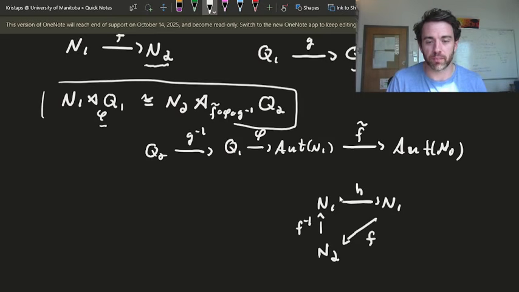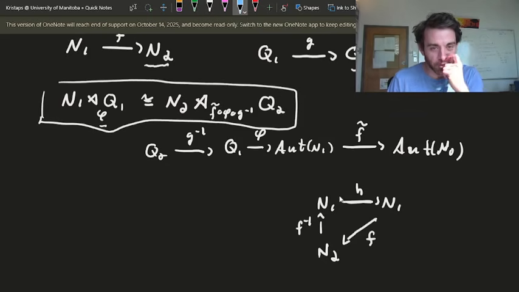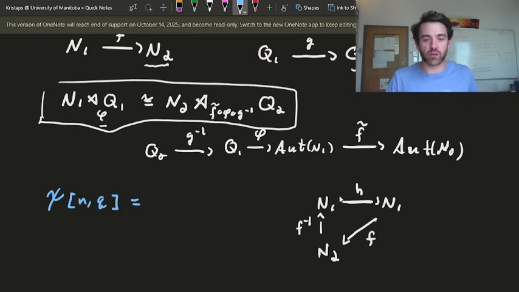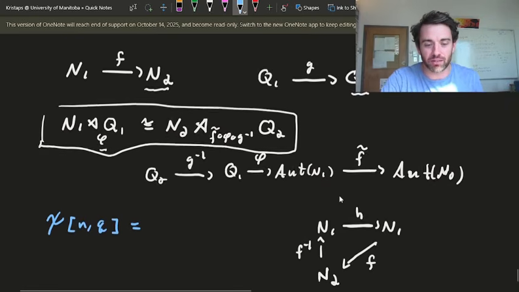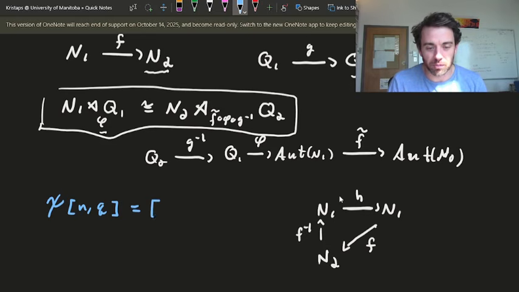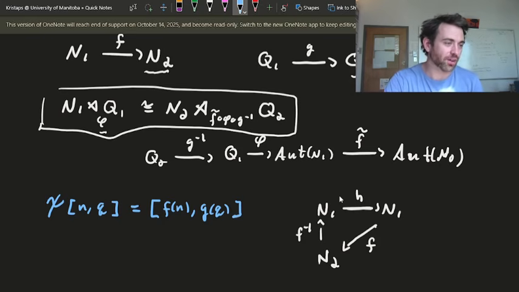Okay, so this is the claim. Well, specifically, what should that automorphism be? So I'm going to call it psi. And it should take a pair n and q. Well, there's just sort of one obvious choice, right? How do I get an element n1 over to n2? Well, I've got this map F that relates them. So my guess is just going to be apply F to n and apply G to q. And let's hope that everything works out. Surprise, it will.